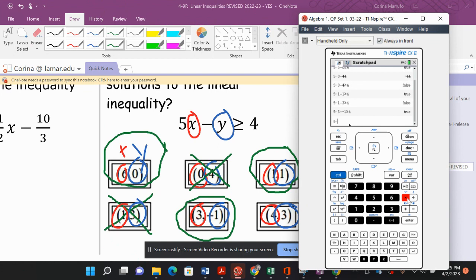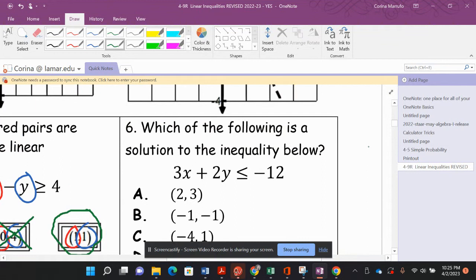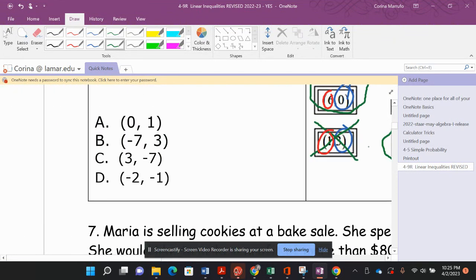And then the last one, we have 5 times 4 minus 3. Is this greater than or equal to 4? Enter. That one also comes out true, so this one is also a solution. All right. I'm going to leave this one for you guys to try out.